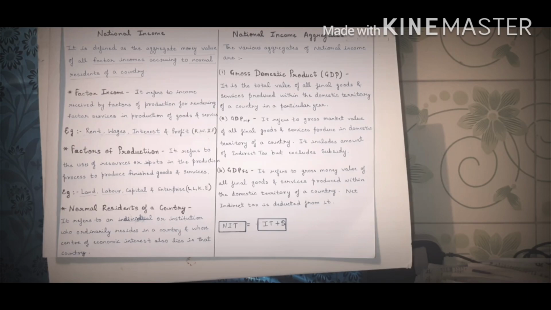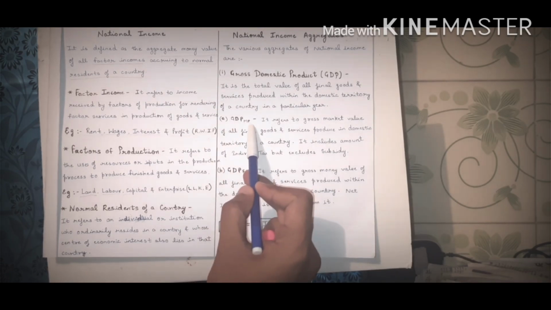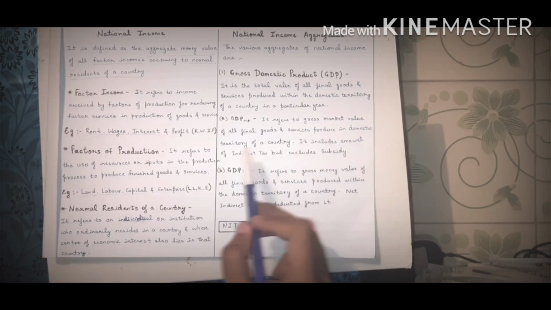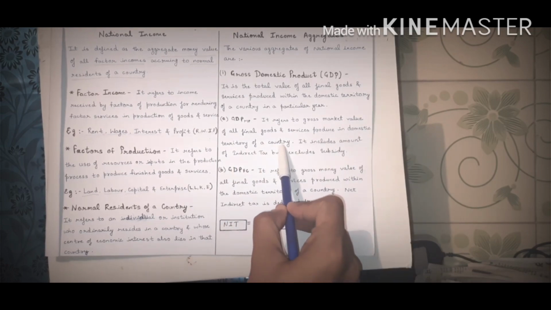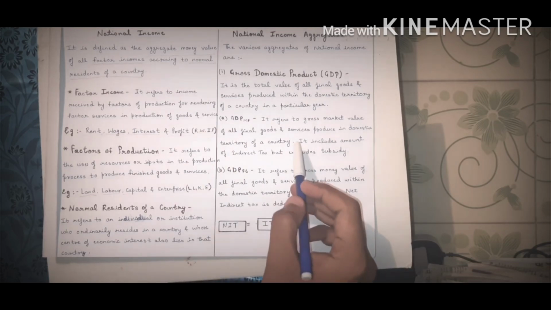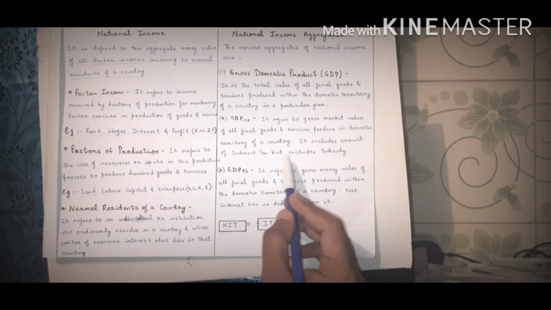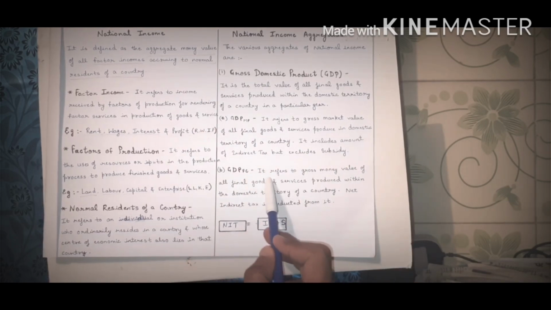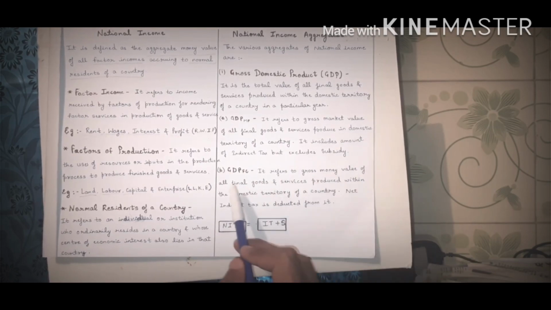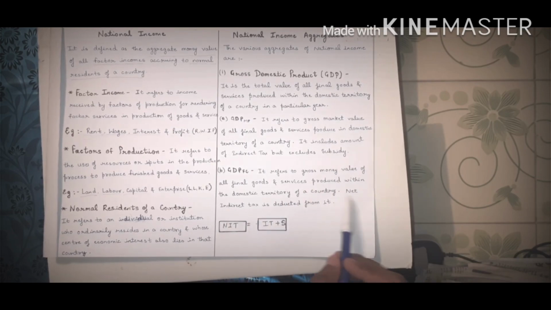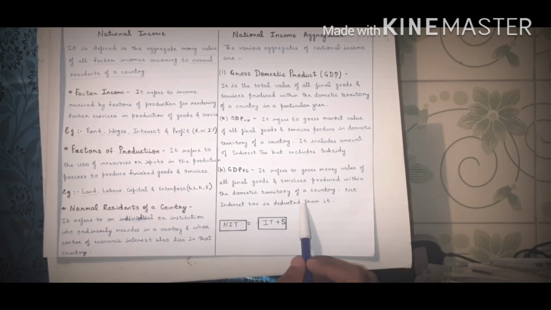So next, there is GDP at MP, meaning gross domestic product at market price, meaning all the final goods and services produced in the domestic territory of a country at gross market value. It includes the amount of indirect tax but excludes subsidy. Now next we have GDP at FC. It refers to the gross money value of all final goods and services produced within the domestic territory of a country. Net indirect tax is deducted from it.